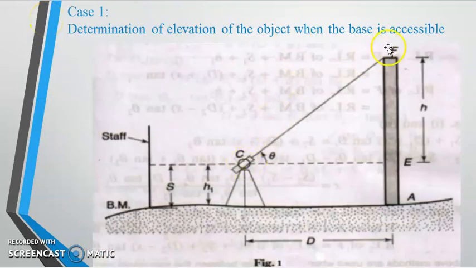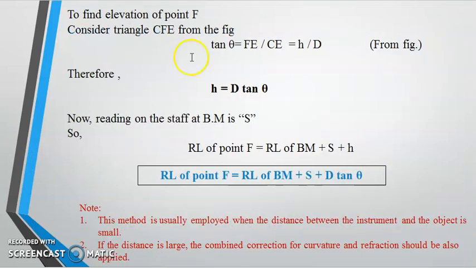So consider triangle CFE, and we know FE and CE, that is H and D, wherein H is unknown and D is known to us. Also theta is known to us. So by using the trigonometric concept of tan theta, we will be able to calculate H. Tan theta is FE upon CE, that is opposite upon adjacent. So tan theta is equal to FE upon CE, which is equal to H upon D. Therefore H can be written as D tan theta, wherein D is measured and theta also is measured by using a transit theodolite. So H can be calculated.